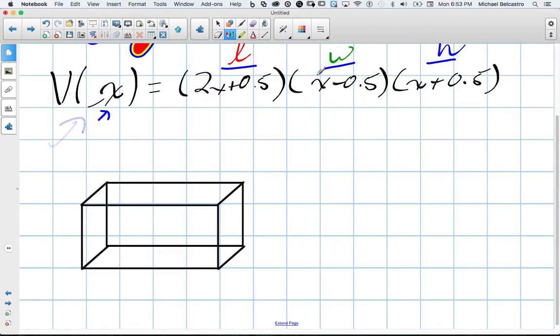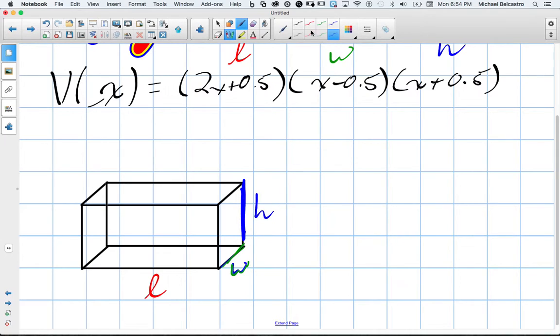We have some box here. We'll say that this is the length. We'll say that this part here is the width. Green was my width. And my height is this part here. Here's our height. Okay, so that's how we solve volume, but they're going to ask us for surface area.